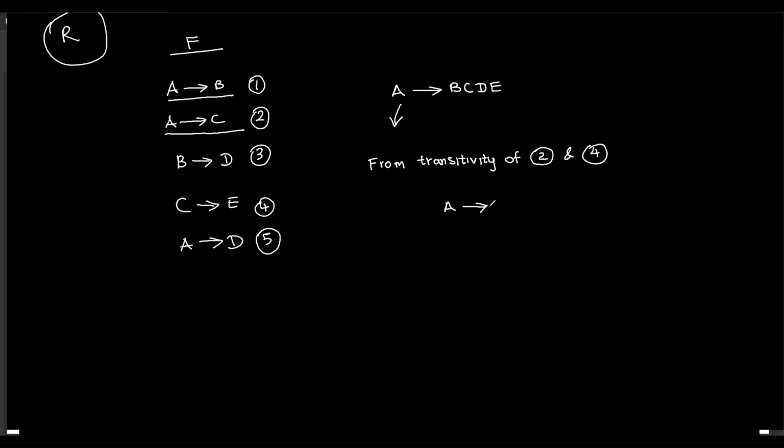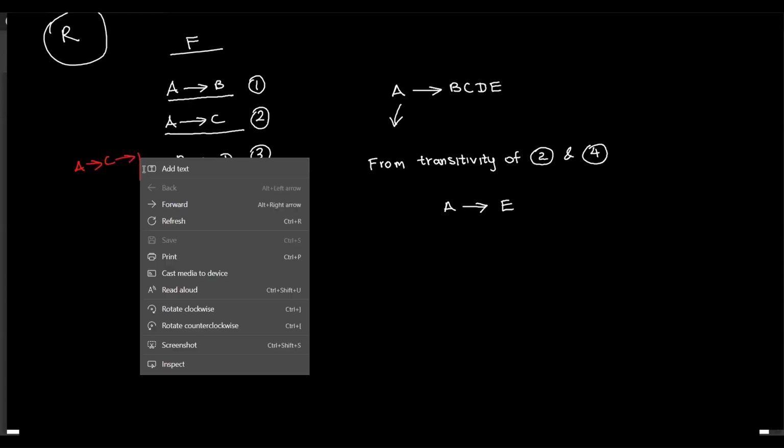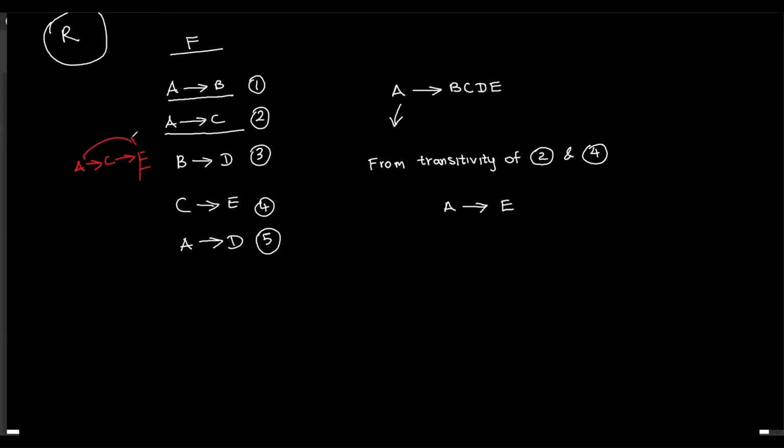A functionally determines E. How is that possible? A functionally determines C, and C functionally determines E. So I can say A functionally determines E. Or you can say it like this: A functionally determines E, reason: 2, 4, transitivity.